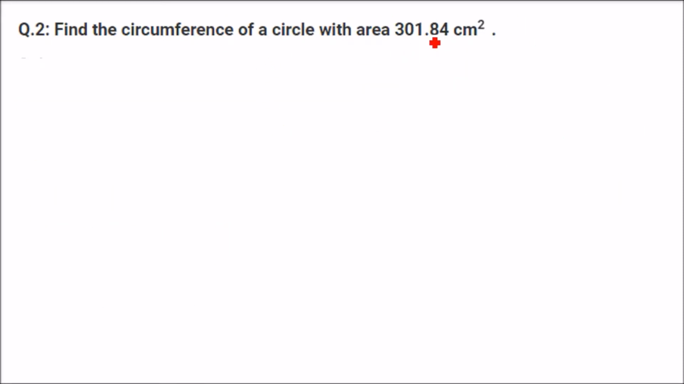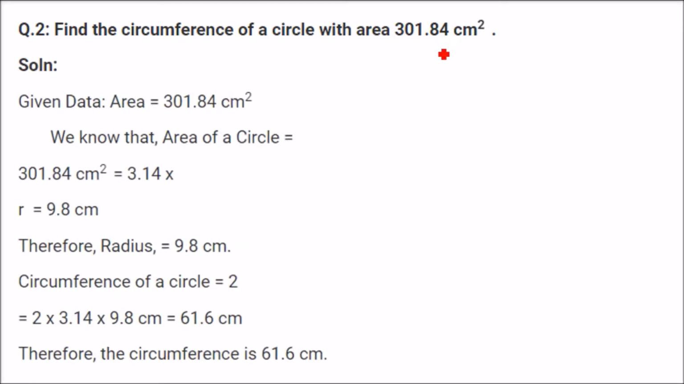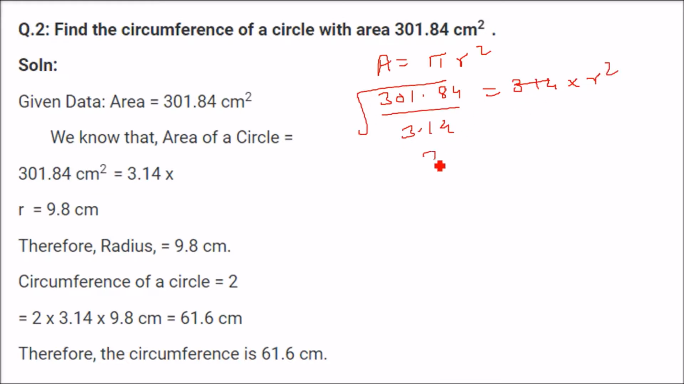Find the circumference of a circle with area this much. So here the area is given, and we know that area is equal to pi r square. So this is given as 301.84 equal to pi, which is 3.14, into r square. So this 3.14 goes in the denominator. If you take the root, the r is going to come as 9.8. This is what you will get when you take the root of this.